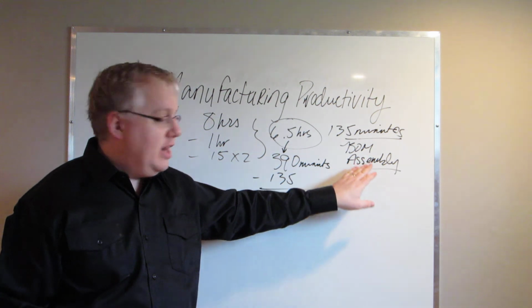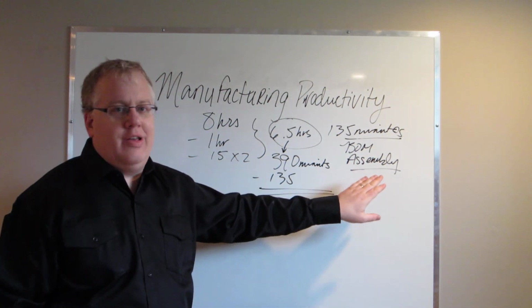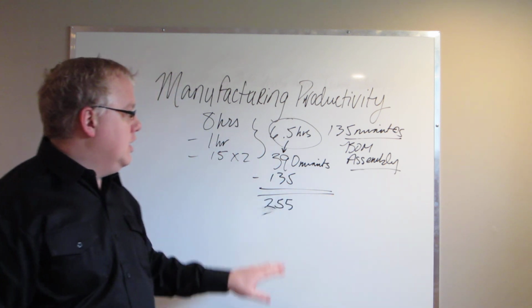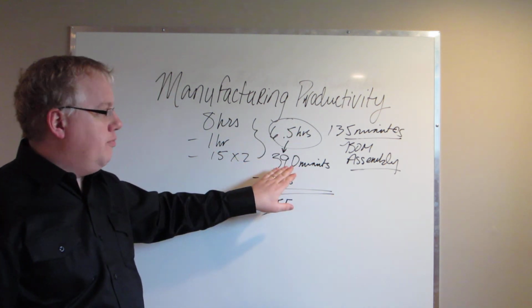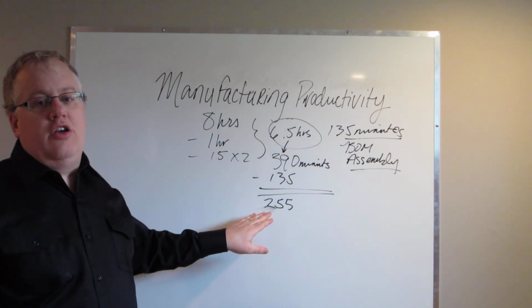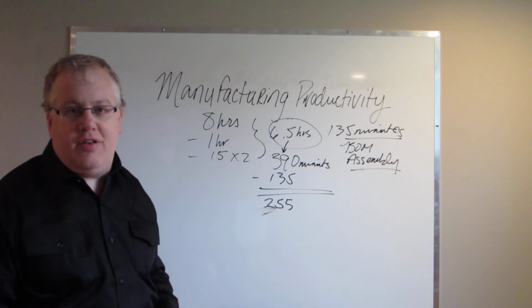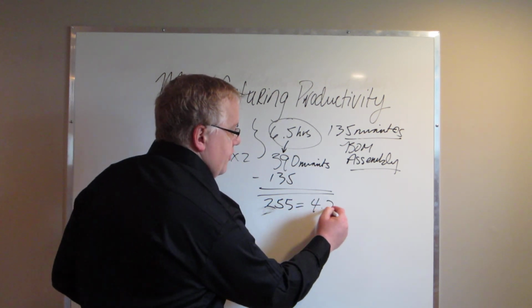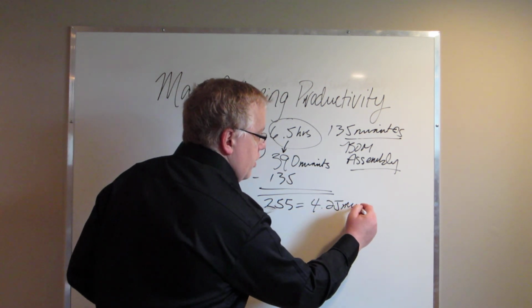A lot of issues pertaining to that: bill of materials, assembly outlines, poor construction drawings, incomplete work orders was another issue. And you convert this 6.5 hours into minutes, which is 390 minutes. You minus the 135, you're left with 255 minutes of actual work time, which, if you wanted to convert back, is 4 hours and 25 minutes of actual work time.